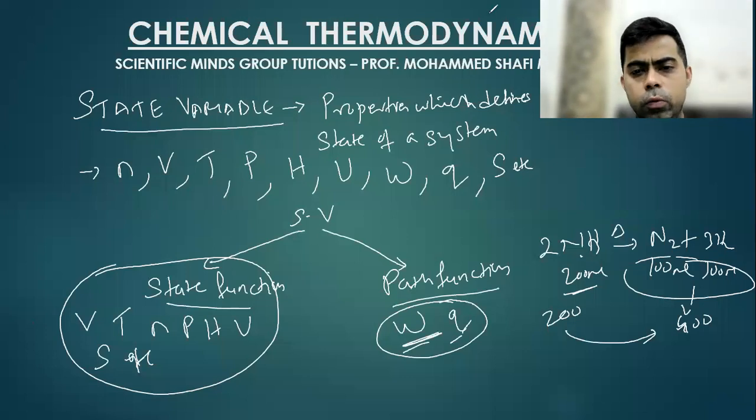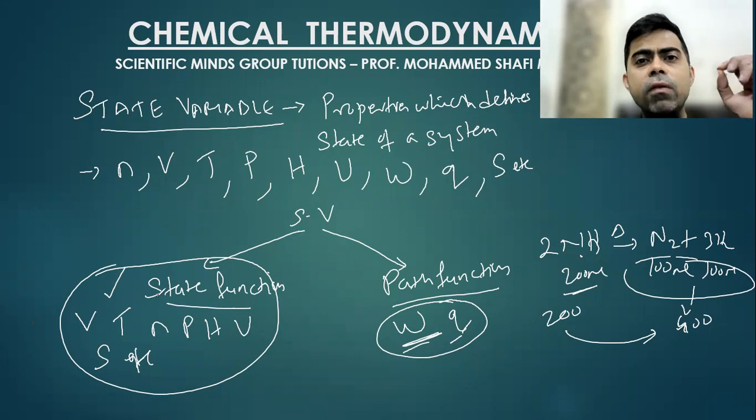Okay guys, so I hope you have understood what is a path function and what is a state function. So state functions are those which depend only on the initial and final state. Path functions are those which depend upon the path followed. There are only two path functions, work and heat. याद रखने का. Okay. Now state function की एक property तो ये हो गई that these are those variables which depend only on the initial and final state of the system.